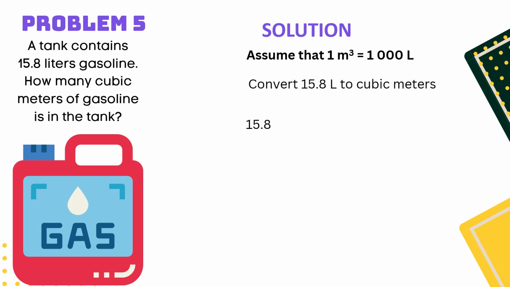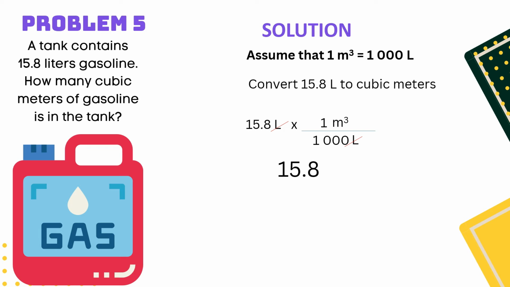Okay, 15.8 liters times 1 cubic meter is equal to 1,000 liters. We put 1,000 liters below so that we can cancel liter. Then multiply the remaining numbers. 15.8 times 1 is equal to 15.8 divided by 1,000.